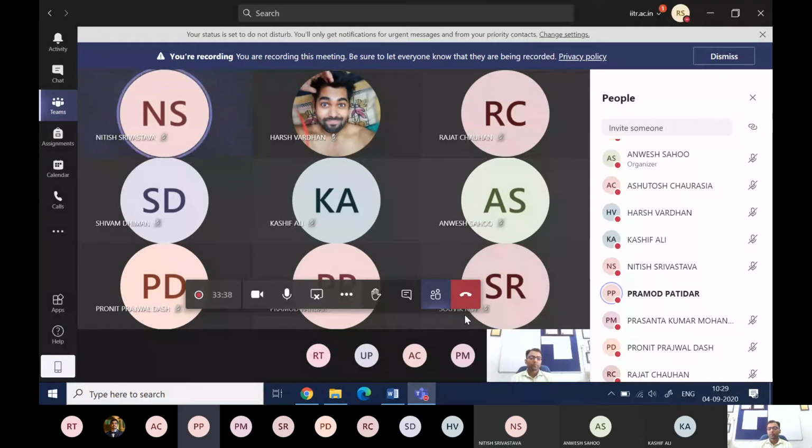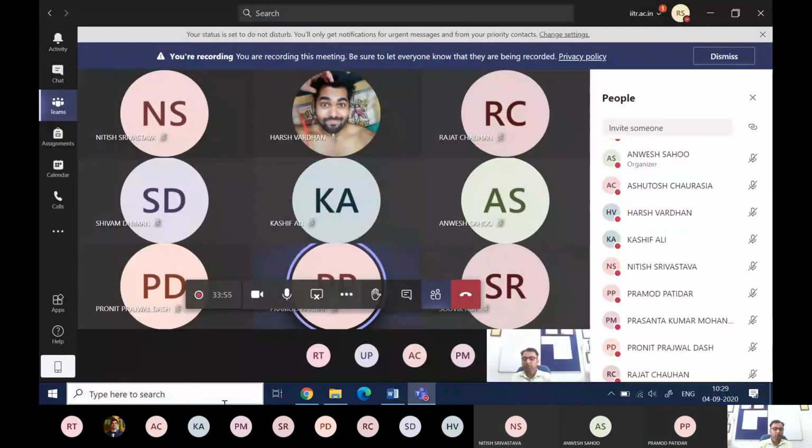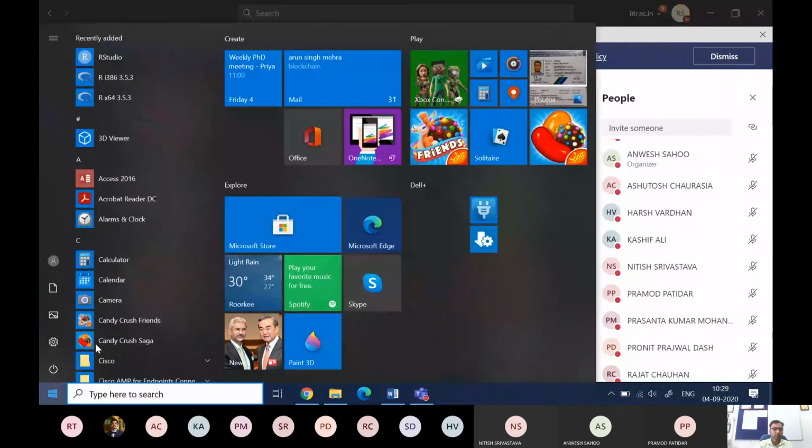Sir, I have one question. Yes, Pramod. Sir, we know that mechanical degree is the angle between the poles, but what is electrical degree, sir? Can you please explain? Electrical degree, as I said, is in terms of the voltage and current waveform which is generated. Okay, I'll just draw it out.